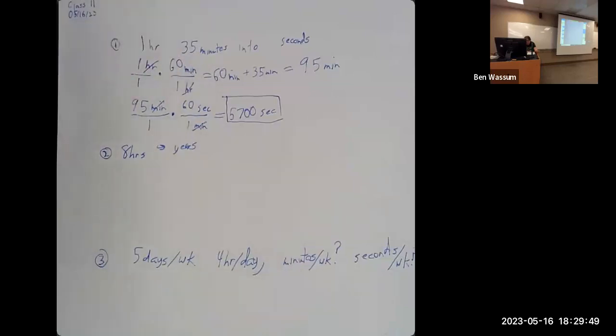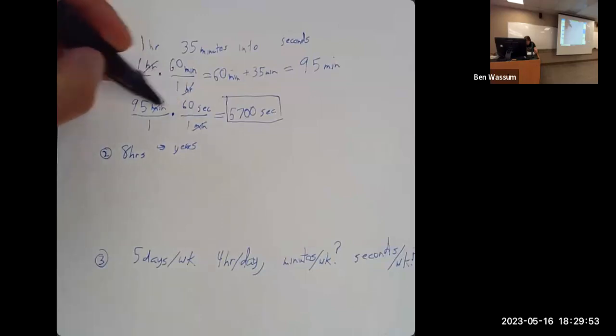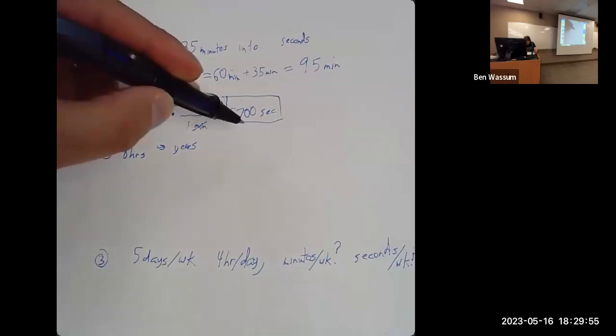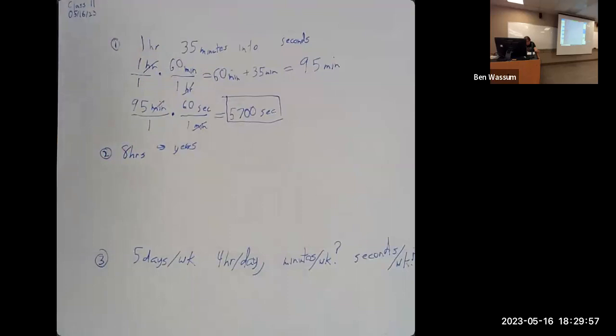So multiply 95 times the 60, and that's over 1 times 1, which we don't need to put. Let's say we have 5,700 seconds. Yep. That's how long 1 hour and 35 minutes is.